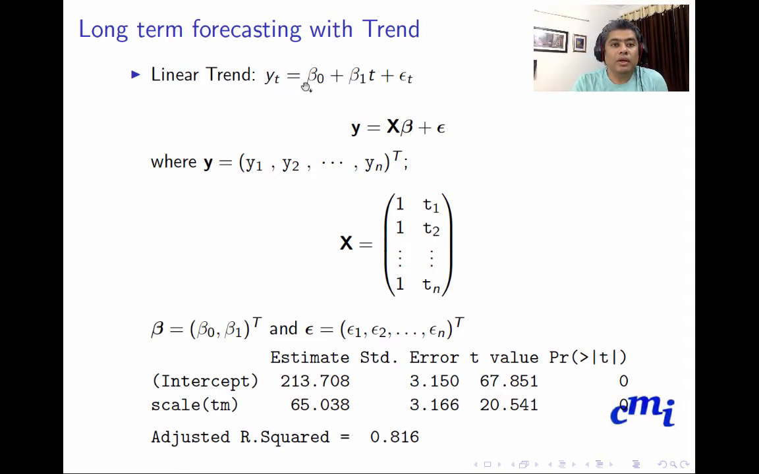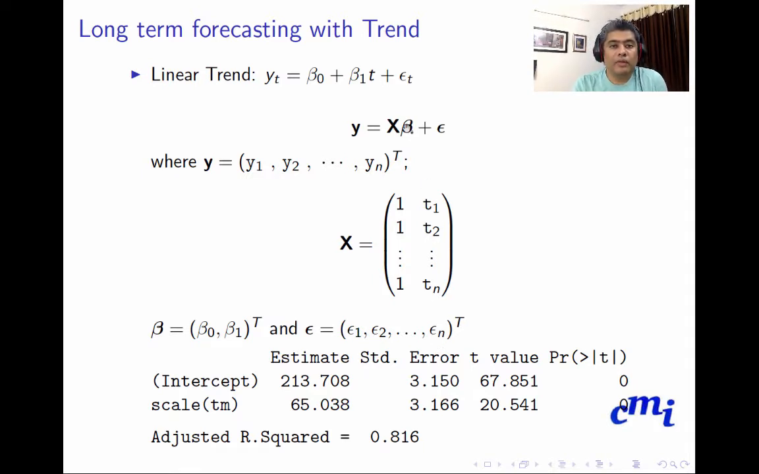The linear model Y = X beta + epsilon can be written in this structure, where Y is Y_1, Y_2, ..., Y_n, and X has a first column of ones, which corresponds to the intercept parameter, and a second column t_1, t_2, ..., t_n, which corresponds to beta_1 times t. Beta corresponds to beta_0 and beta_1, and epsilon corresponds to epsilon_1, epsilon_2, ..., epsilon_n.